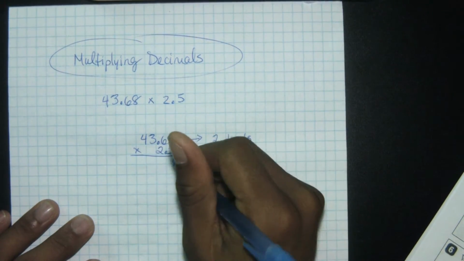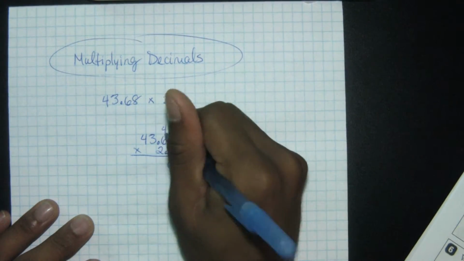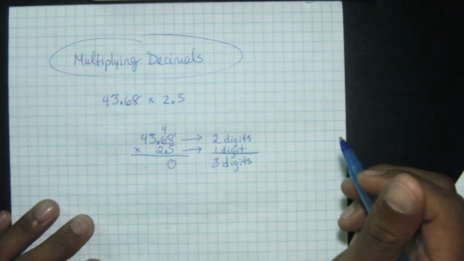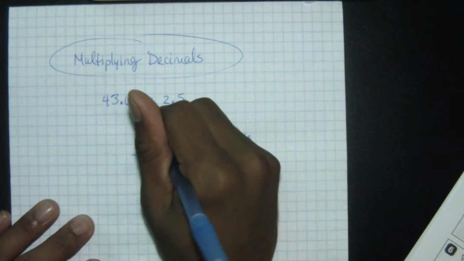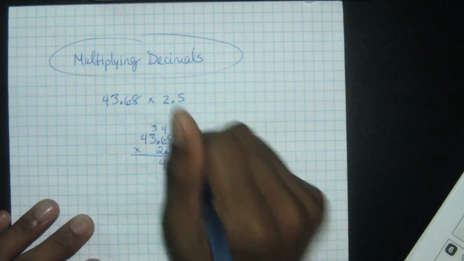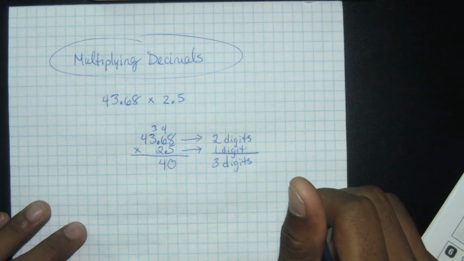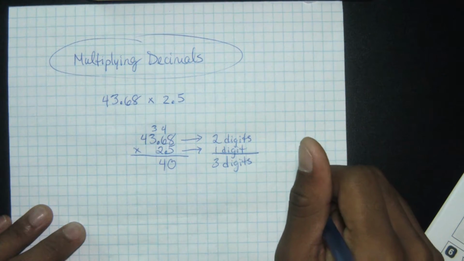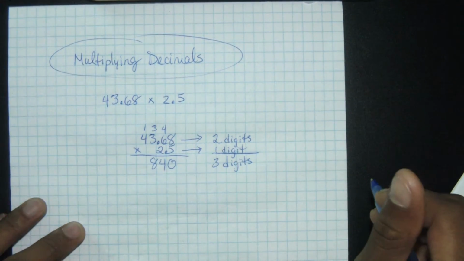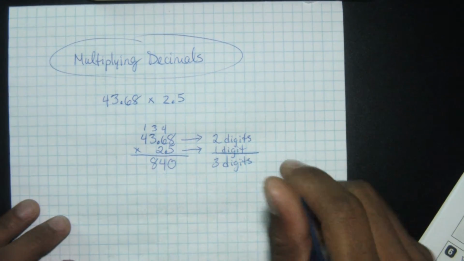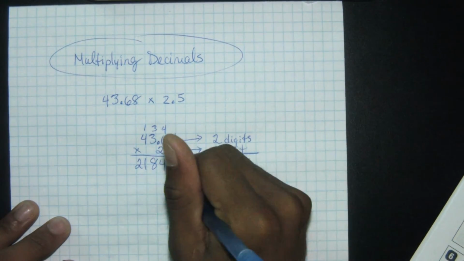8 times 5, 40. Carry the 4. 6 times 5, 30 plus 4 is 34. Carry the 3. 3 times 5, 15, plus 3. Good job. Carry the 1. 4 times 5, plus 1. Now we put a 0 here.